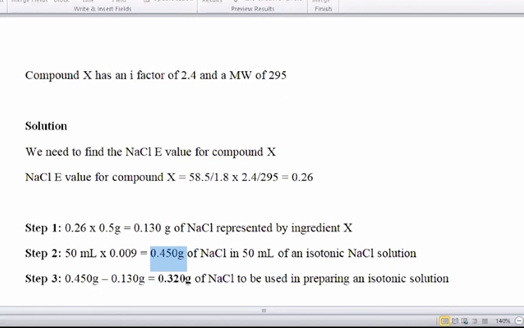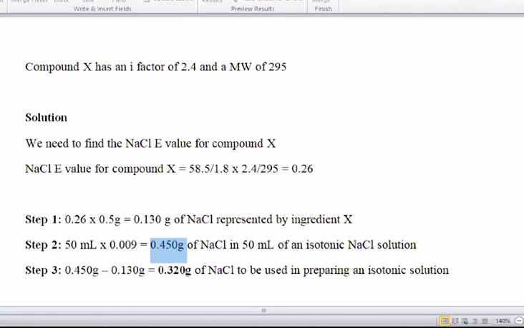Step 3, the simplest, like we said last time. Step 3 is equal to step 2 minus step 1. 0.450 minus 0.130 grams is equal to 0.320 grams. Okay. Unless there is a question, I think this part must be easier.